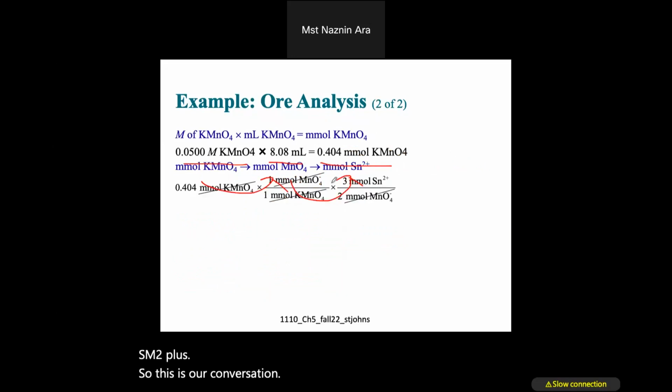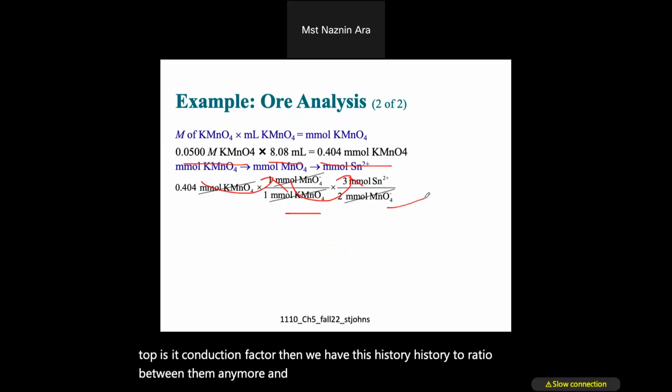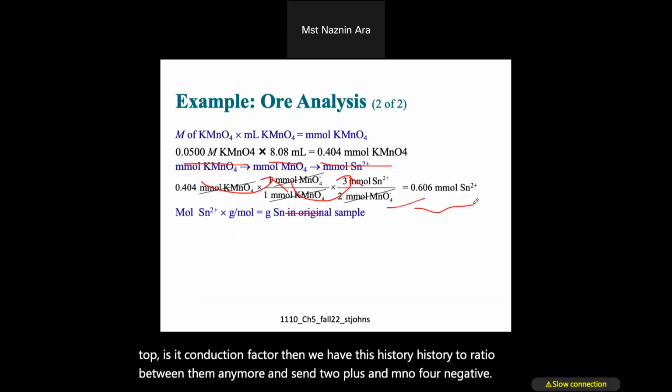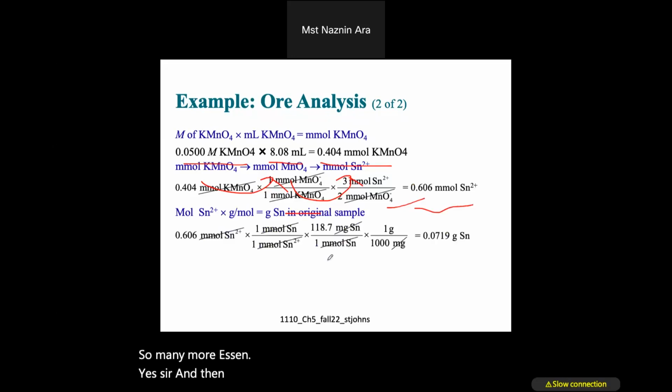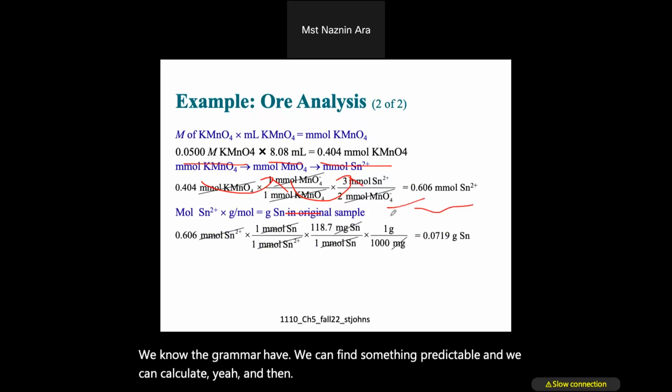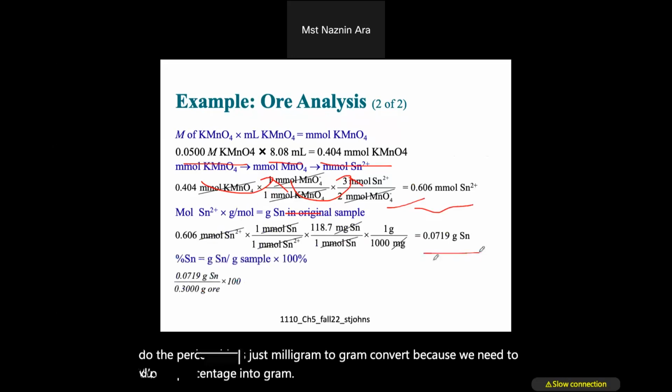Now finally, we have to find the gram and percentage. So millimole Sn to Sn and then gram of Sn. We can find the molar mass from the periodic table and calculate. And this is just a milligram to gram conversion, because we need to do the percentage in gram. So this is our gram. And finally, we know this is what we have and what we had as the total amount.